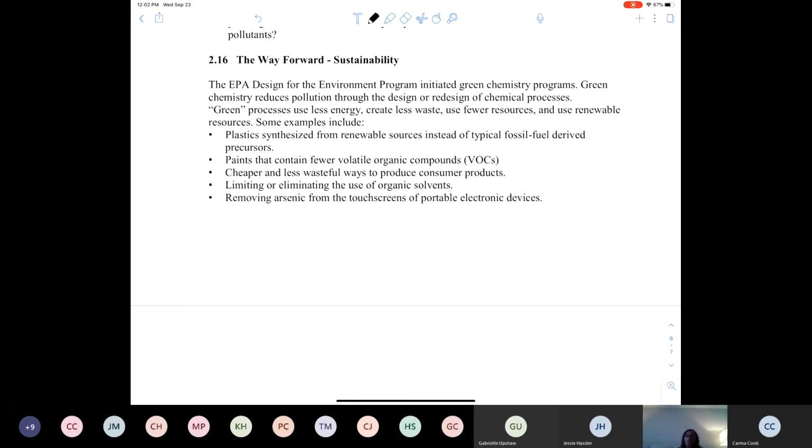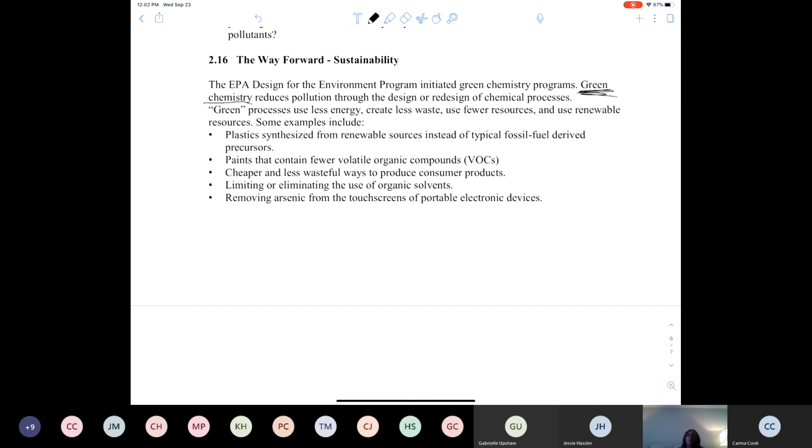And so one of the things that have been practiced, and it's been practiced more and more over the past 20, 30 years, is the concept of green chemistry when it comes to how we perform experiments in an academic setting in a chemistry lab, how chemical companies that produce chemicals, how they produce chemicals, what they do with their waste, so on and so forth. And so green chemistry is a way of reducing pollution through the design or redesign of chemical processes.